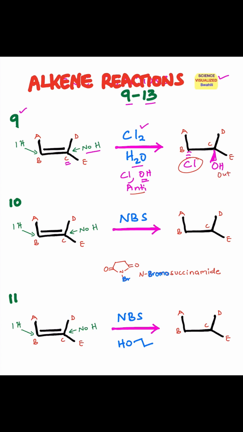This one here. Number 10, reaction of alkene again with NBS. NBS means N-bromosuccinamide, and this is a structure of NBS. Basically, NBS just reacts like Br2, and therefore you end up adding Br and Br across the double bond, and it's going to be anti-addition. So you end up with one Br going in and the other Br coming out.